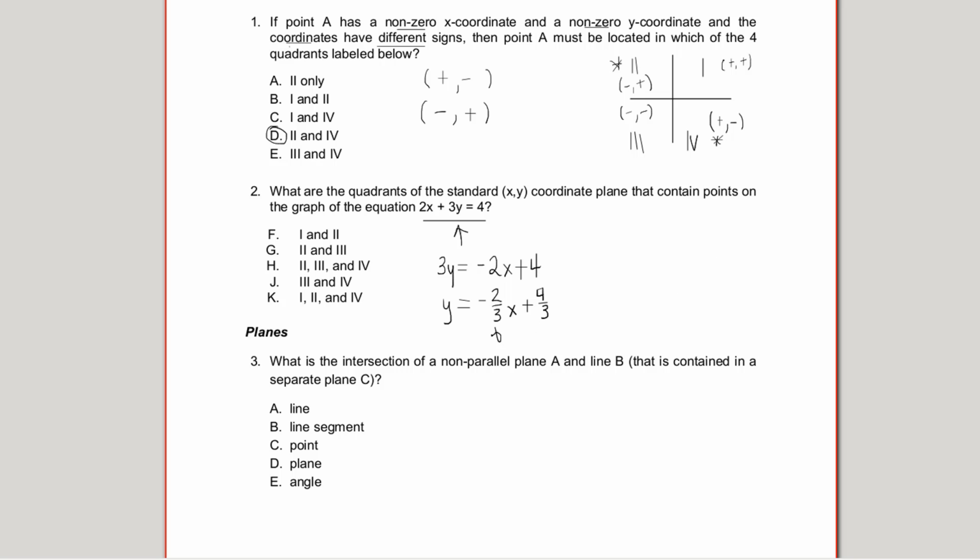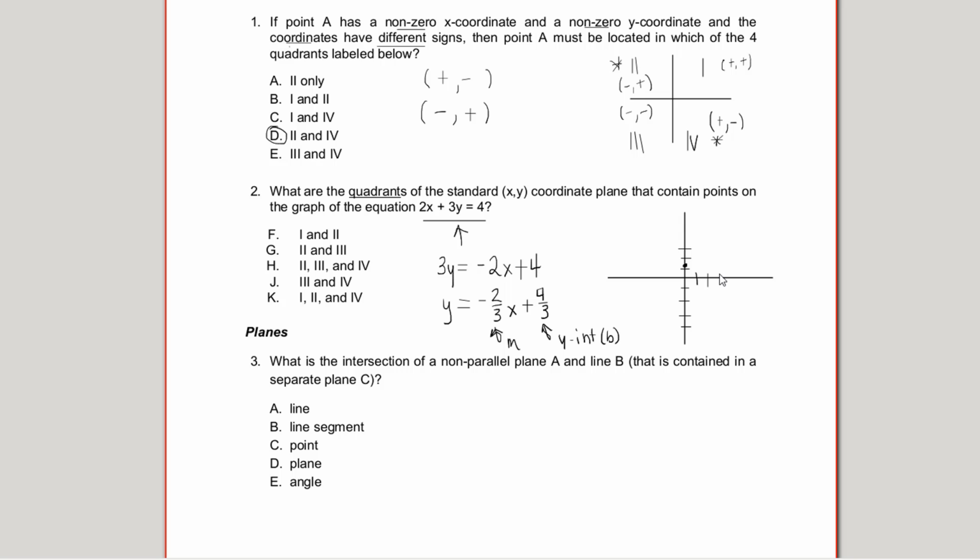Now this is my m value for slope and my y-intercept value, usually called a lowercase b. I want to do a quick plot of that, because I need to find what quadrants the points on this line are going to be in. I usually begin with my y-intercept, the b value, which tells me where it crosses the y-axis. And 4/3 is the point 1 1/3. So we're going to be at about this point. And our slope tells us that we're going to go down 2 and over 3.